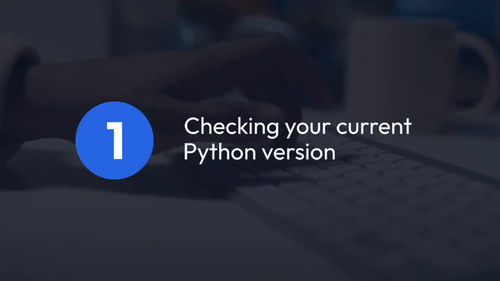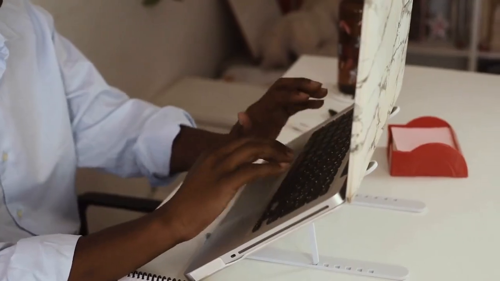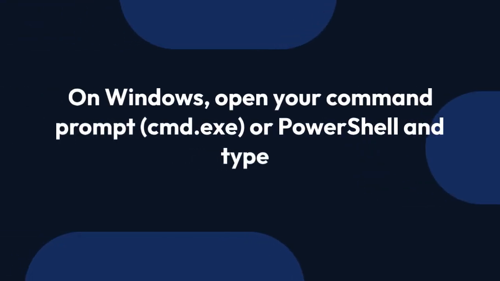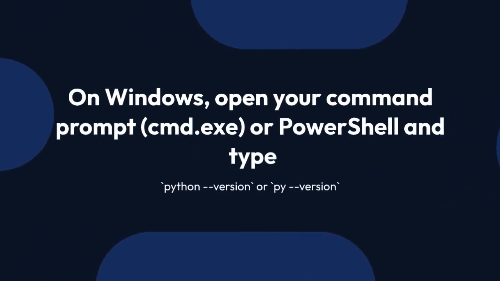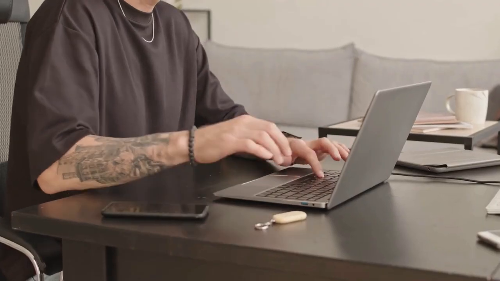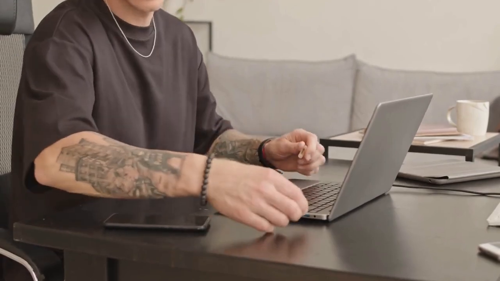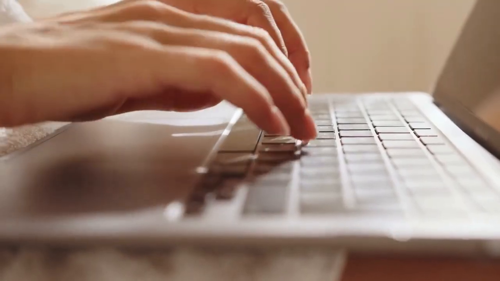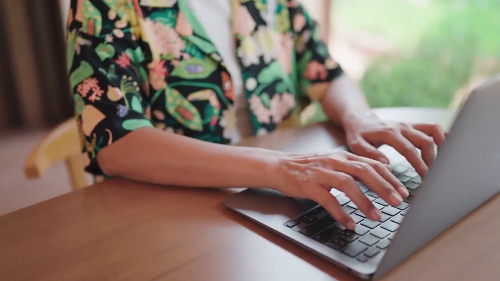1. Checking your current Python version. Before updating, always check your current Python installation. On Windows, open your command prompt, cmd.exe, or PowerShell, and type python --version or py --version. On macOS or Linux, open your terminal and type python3 --version or python --version. Note the version number displayed. This helps you confirm if an update is needed and which version you're moving to.